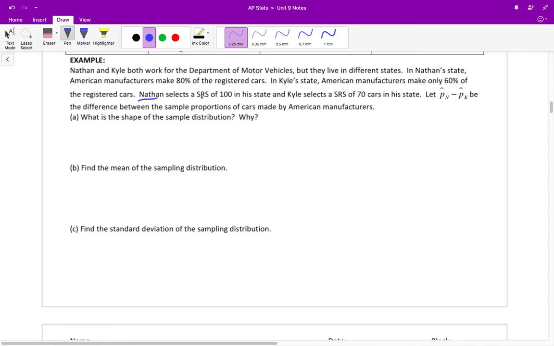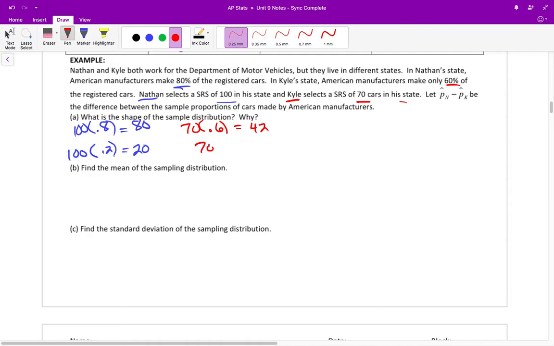So let's look at Nathan first. Nathan had an SRS of 100 and he had a proportion of 0.8. So we're going to take 100 multiplied by 0.8, which is 80. We also need to take 100 multiplied by 1 minus 0.8, which is 0.2. 100 multiplied by 0.2 is 20. And now we're going to do the same thing for Kyle. Kyle only did 70 cars, and his proportion was 60%. So we're going to take 70 multiplied by 0.6, which would be 42, and then 70 multiplied by 1 minus 0.6, so 0.4, which is 28.